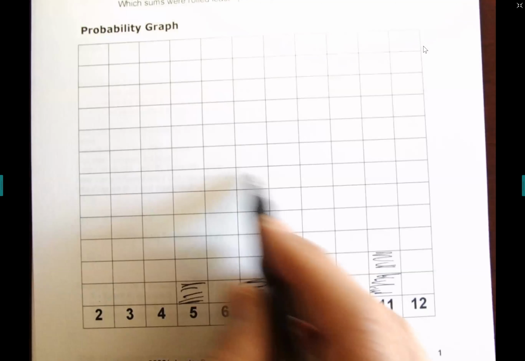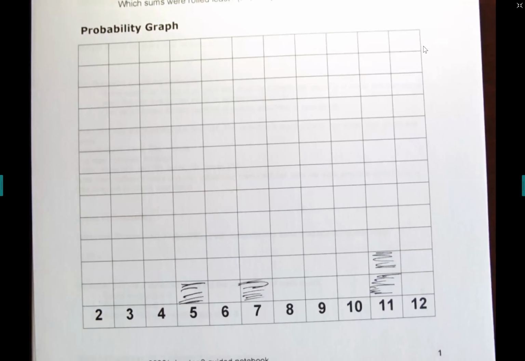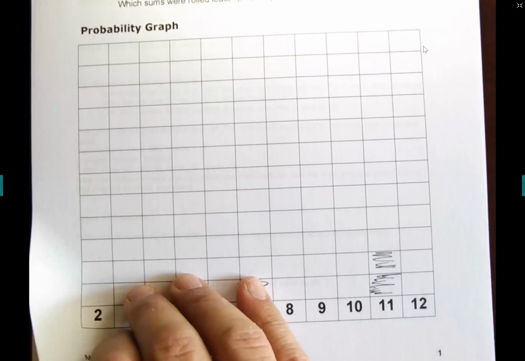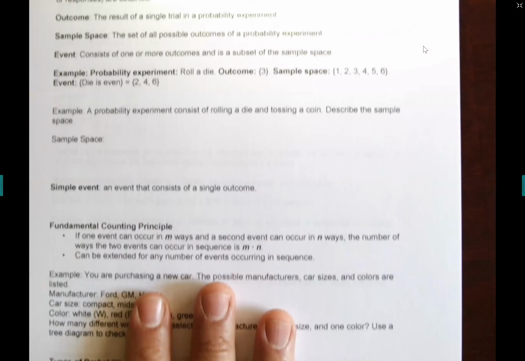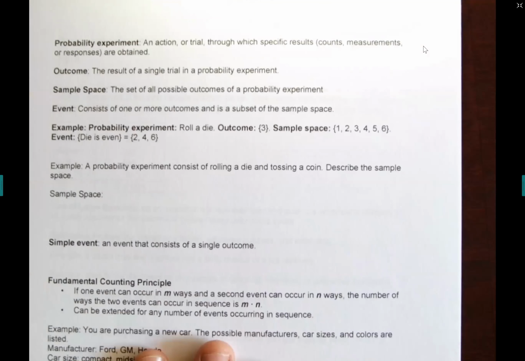So if you have 2 dice, do it. If not, it's not a big deal. But I'll do mine today and I'll share some results with you tomorrow. I'll show you what my graph would be like tomorrow, okay? Probability. Let's go to the definition of probability.